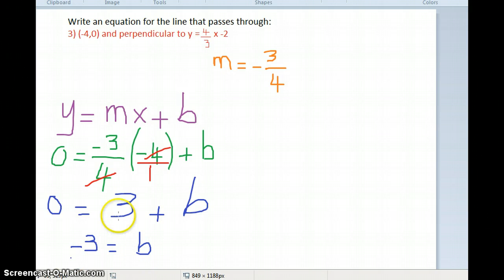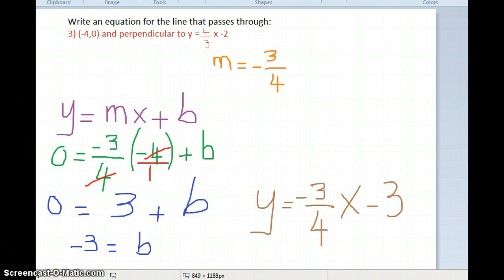-3. So now, if I want to write an equation by plugging in m and b, my equation will be y equals -3/4 x minus 3. So plug in the slope and plug in b, and that's it. So that's how we write equations.